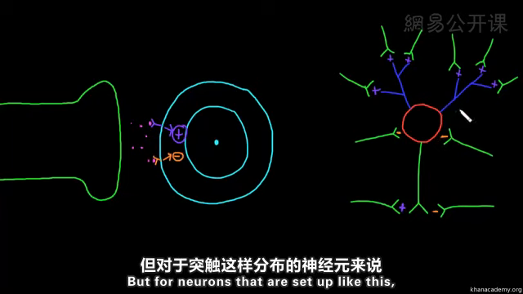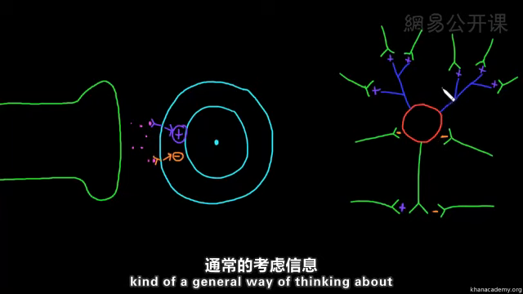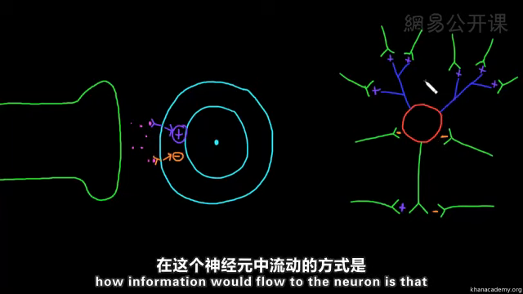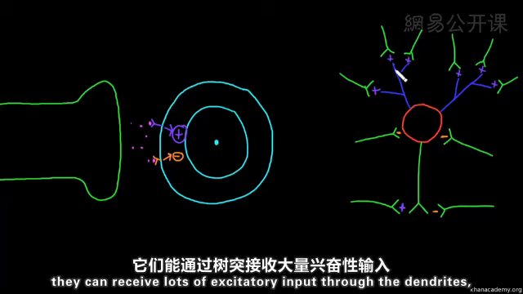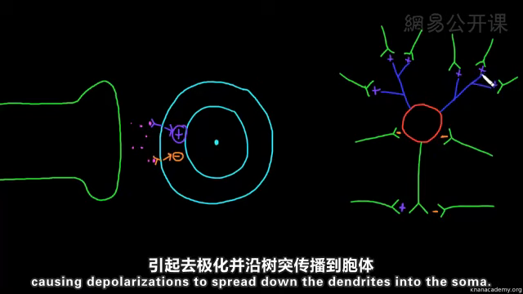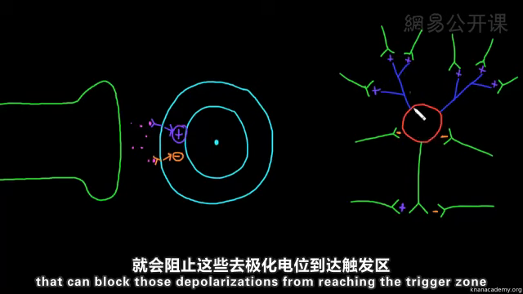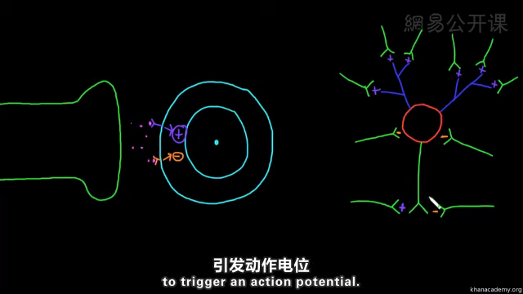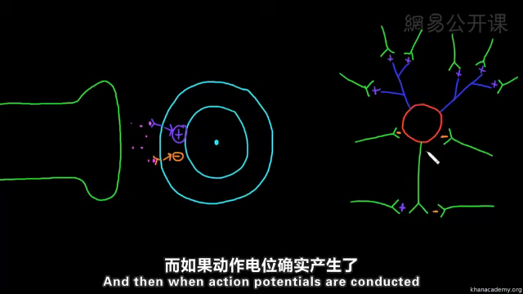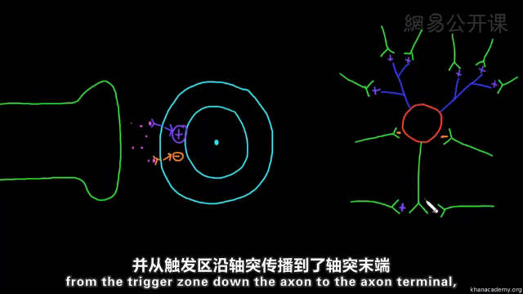But for neurons that are set up like this, a general way of thinking about how information would flow through the neuron is that they can receive lots of excitatory input through the dendrites, causing depolarizations to spread down the dendrites into the soma. But then if these neurons are inhibiting the soma, that can block those depolarizations from reaching the trigger zone to trigger an action potential.